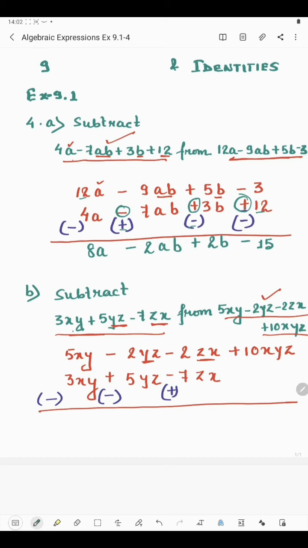Now we'll start with the end. Below 10xyz, no term is present, so it will come down. So it will be 10xyz. And the sign of this is positive, so it will be positive.